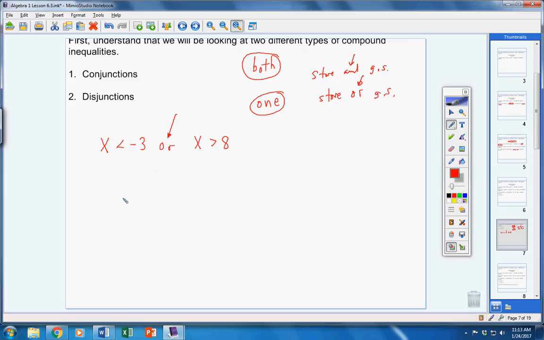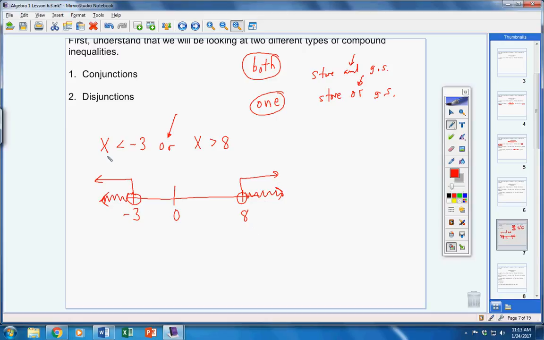The graph would look like this. Think about it, guys. Here's 0. Here's -3. Here's 8. Read this out loud. X is less than -3. So it goes this way, or you could do it like this if you wanted to, however you want to do it. X is greater than 8, so it goes this way, or like this. Do you see the difference? They're going in two different directions.